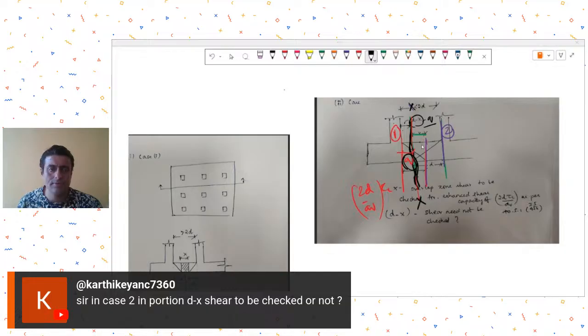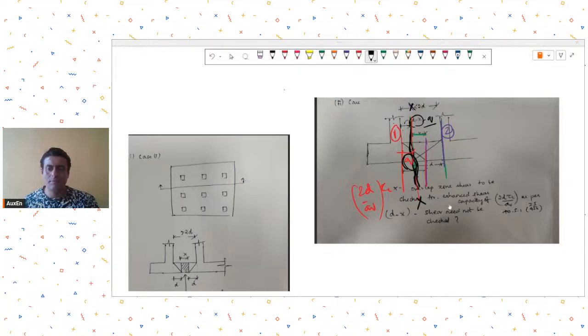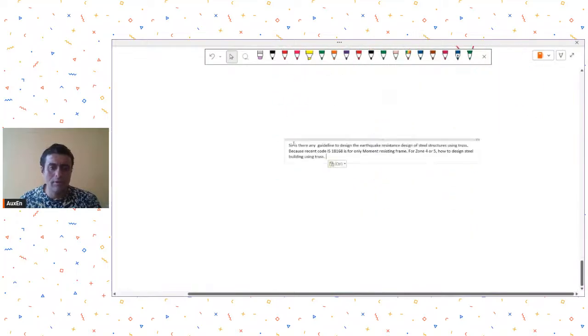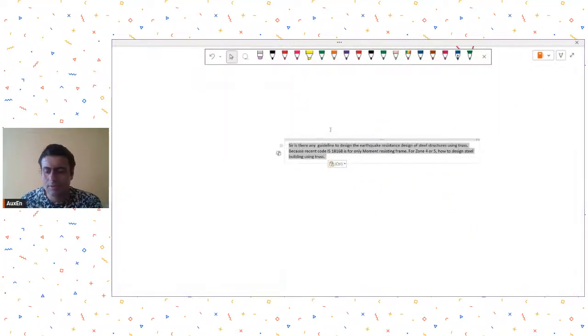All right, okay. So this was Engineer Karthikeyan with his query. Let me see if there's any other query in the Google form. Mr. Karthikeyan is asking another query.